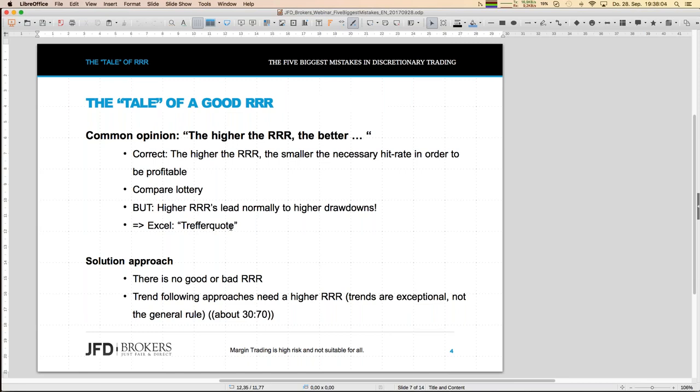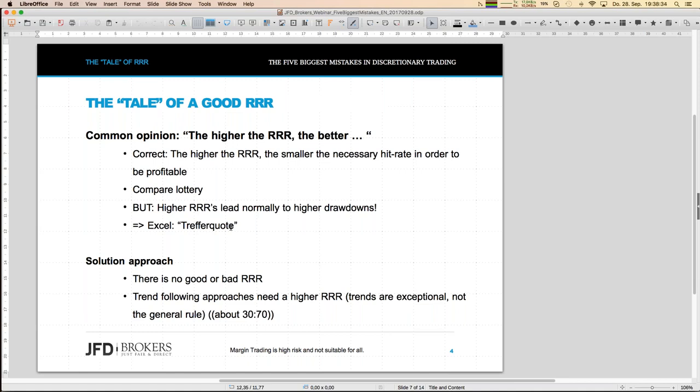It's only a high risk reward ratio. And the probability of being on the winning side is quite low. Remember that number, I think it's 1 to 149 million. That's the probability of getting the jackpot of that lottery. So high risk reward ratios have nothing to do with good trading directly.